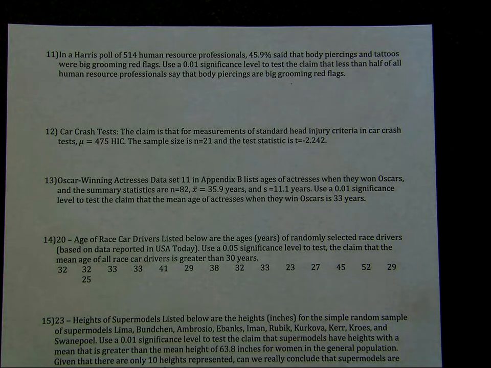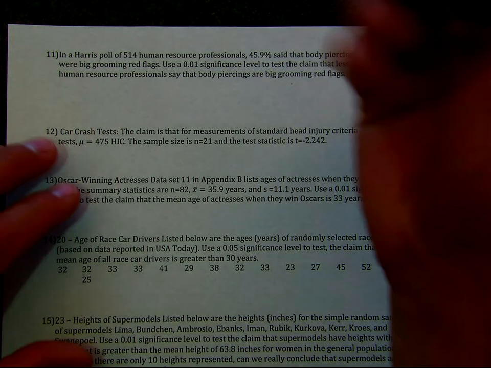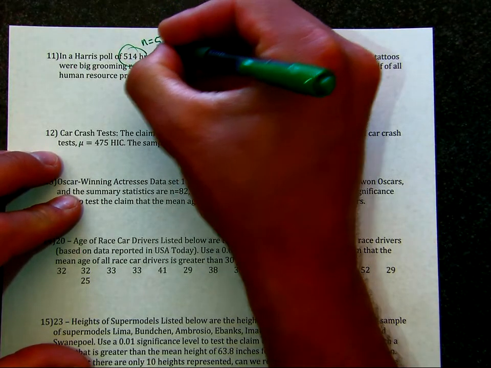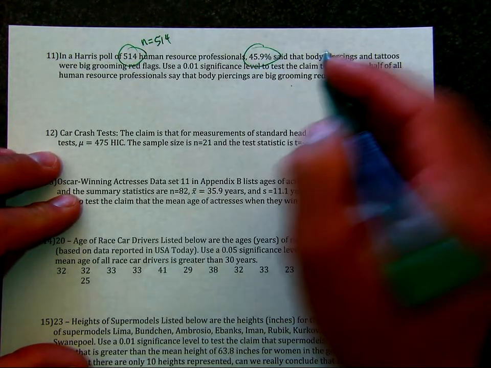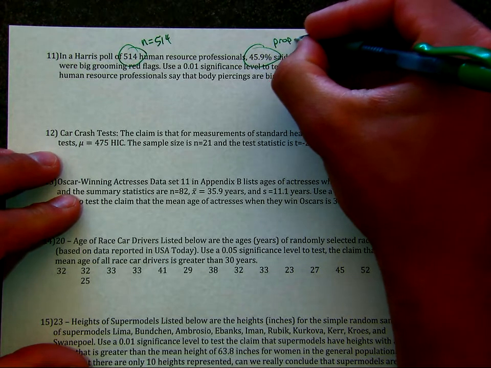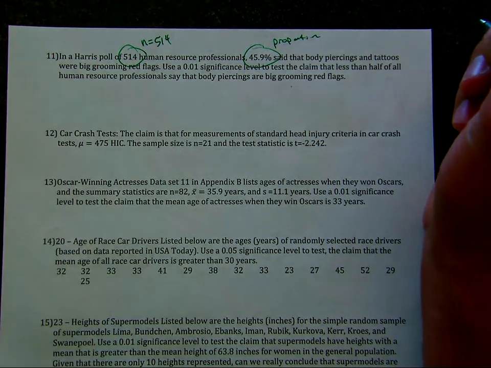In a Harris poll of 514 human resource professionals, 45.9% said that body piercing and tattoos were a big grooming red flag. Right off the bat, if you're reading this, you would see 3 pieces of information very important. First one is n, n equals 514. This is what? Proportion. In this case, this is your p hat, 0.459.